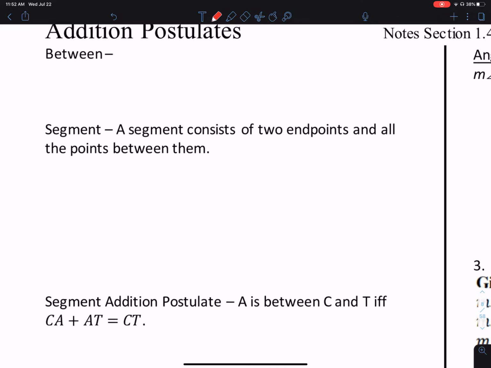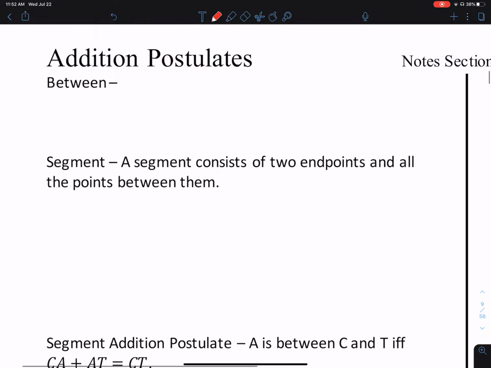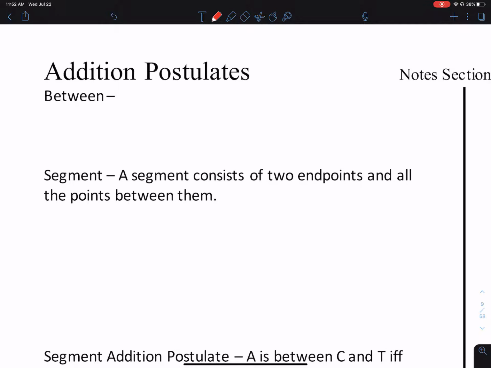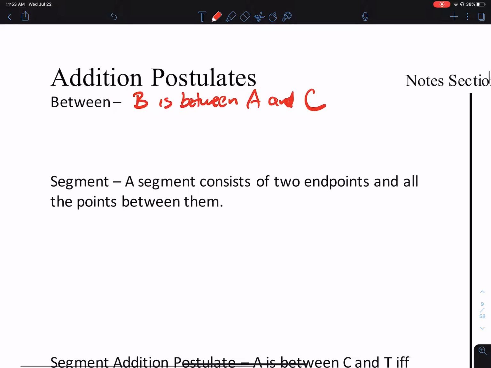Let's first discuss what the word between means. Giving you a definition of this is complicated. Let me give you a description. Let's say that B is between A and C. If I were to draw a segment AC, it just means that if A and C are the endpoints of the segment, B is someplace on that same segment.